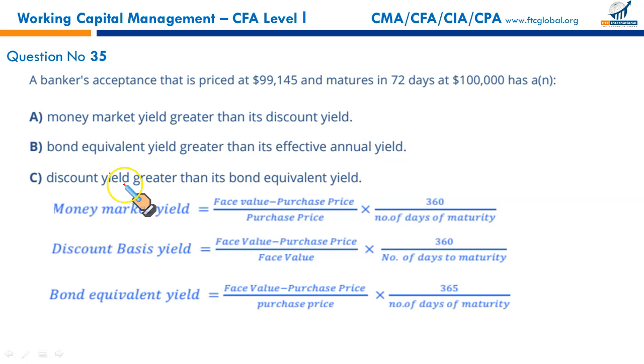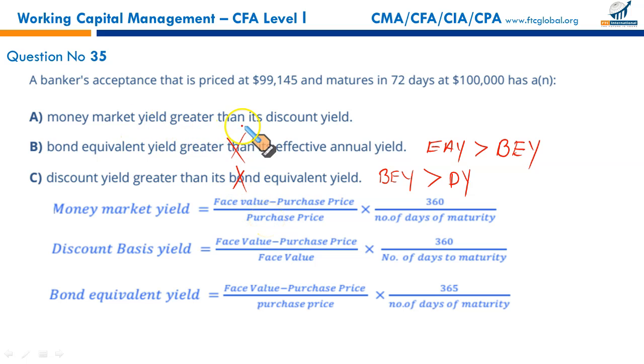Remember, in the reverse order, discount yield greater than its bond equivalent yield. Wrong. Bond equivalent yield is always greater than discount yield. B. Bond equivalent yield greater than its effective annual yield. Wrong. Effective annual yield is always greater than the bond equivalent yield. So if option B and C are incorrect, then it has to be A.